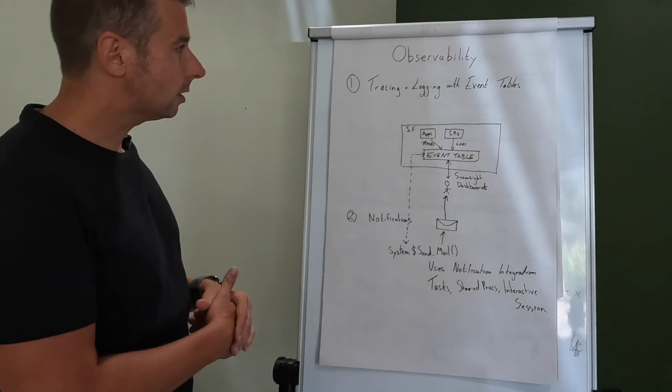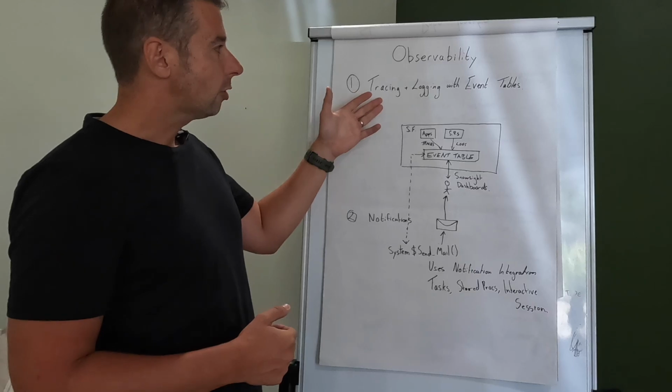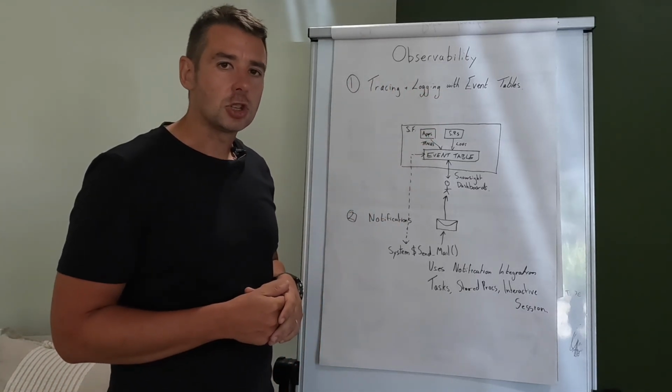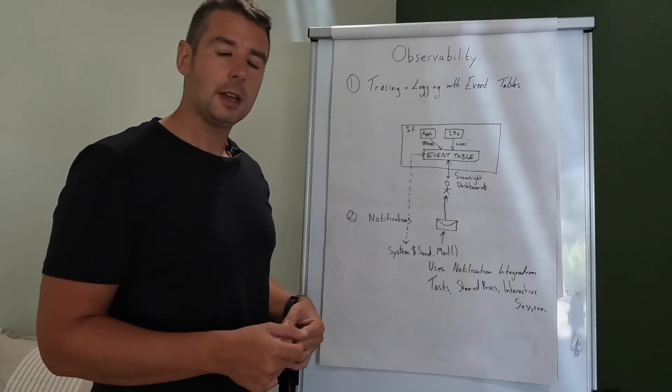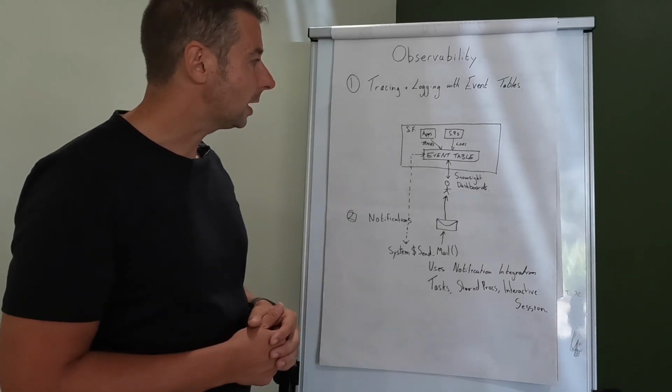Okay, moving on to the next category, observability. We've now got tracing and logging with event tables as well as notifications in Snowflake. This was an area of Snowflake I felt was quite immature from the outset. It's rapidly improving now with a number of benefits and improvements in this space.